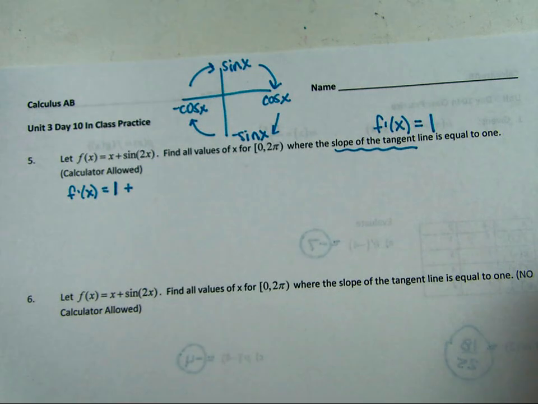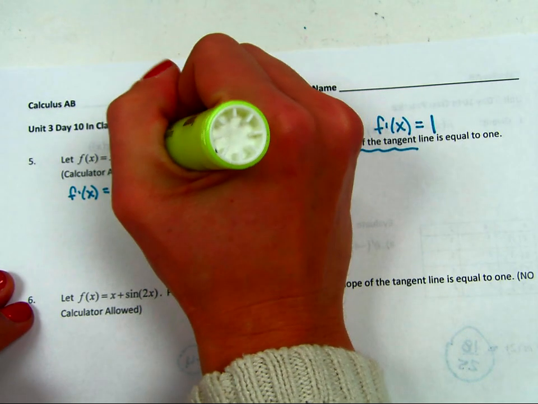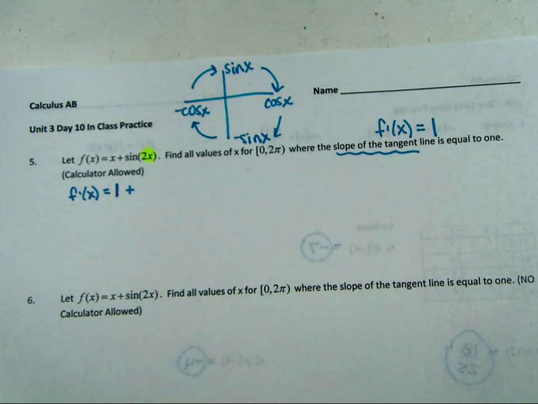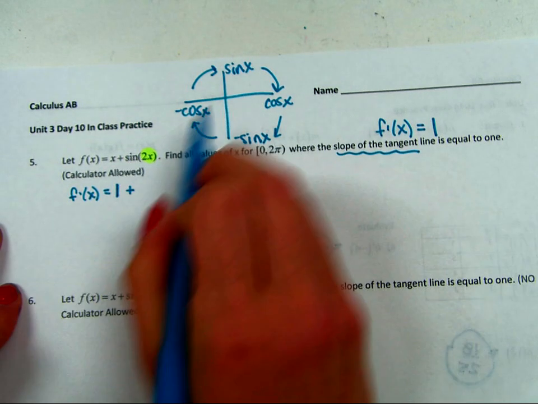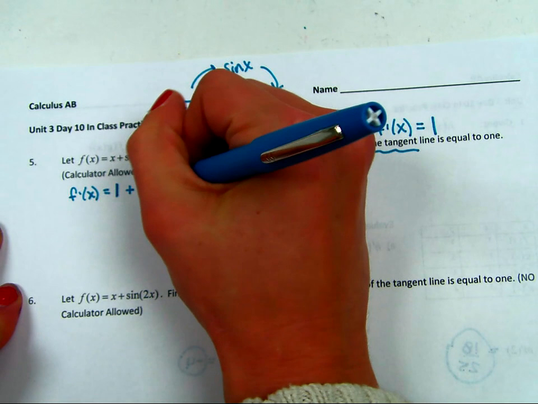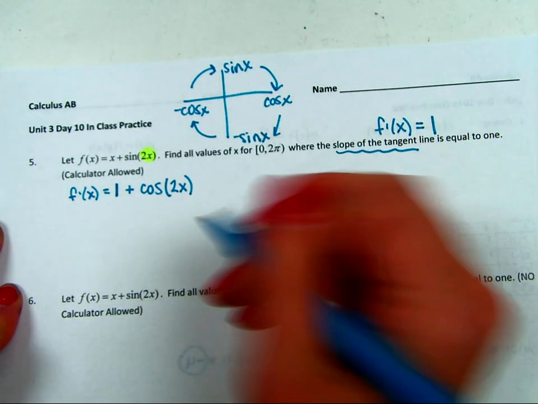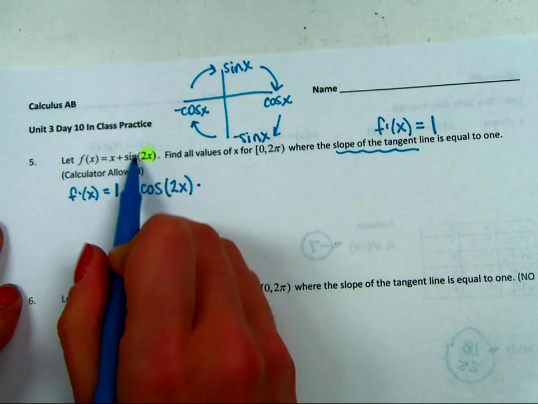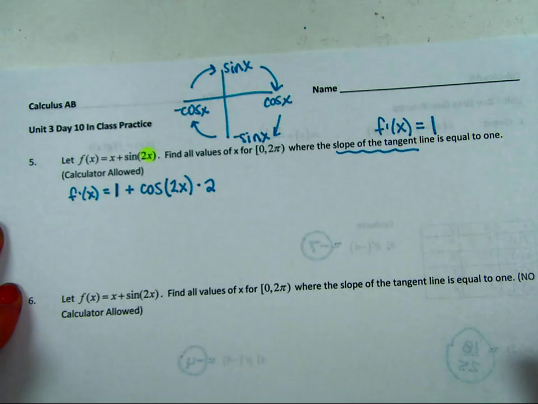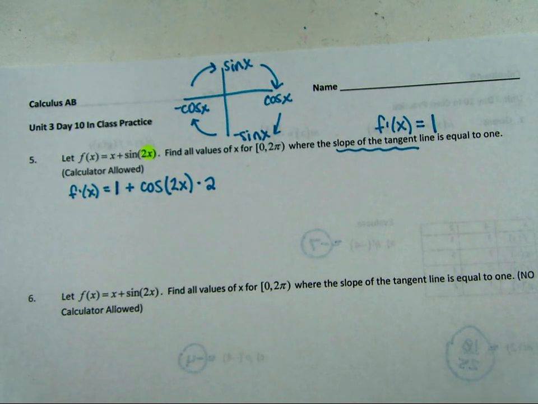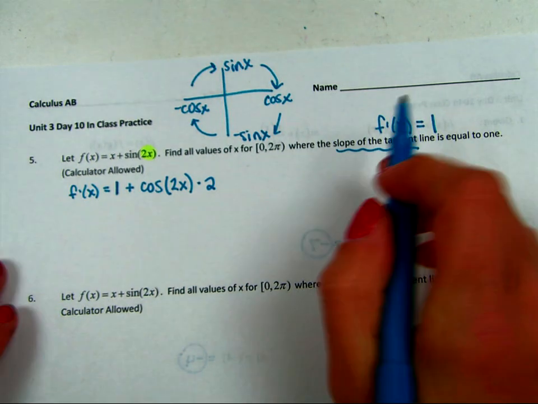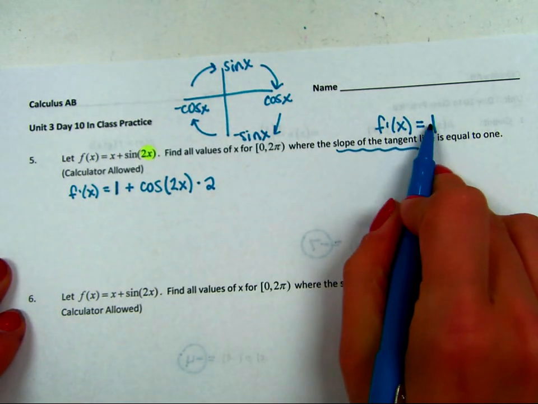But we have a little bit of chain rule in here. This is an inside function. So we're supposed to take the derivative of the outside first. The derivative of sine is cosine. We leave that inside function the same, and then multiply by the derivative of the inside, which is really just 2. So that's our derivative. We were supposed to set that equal to 1 and solve.